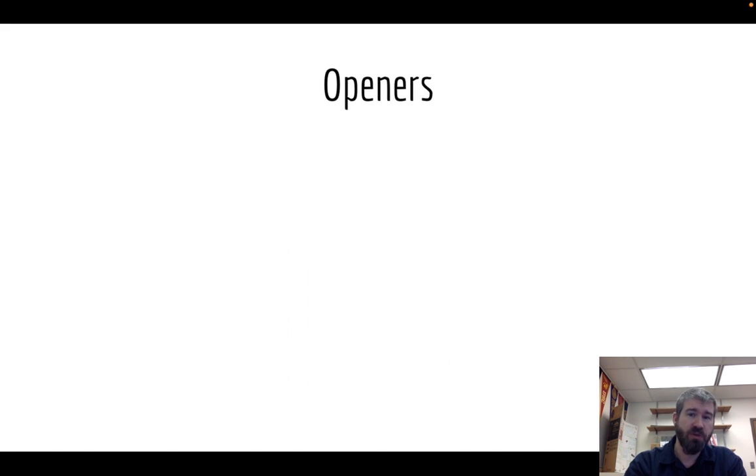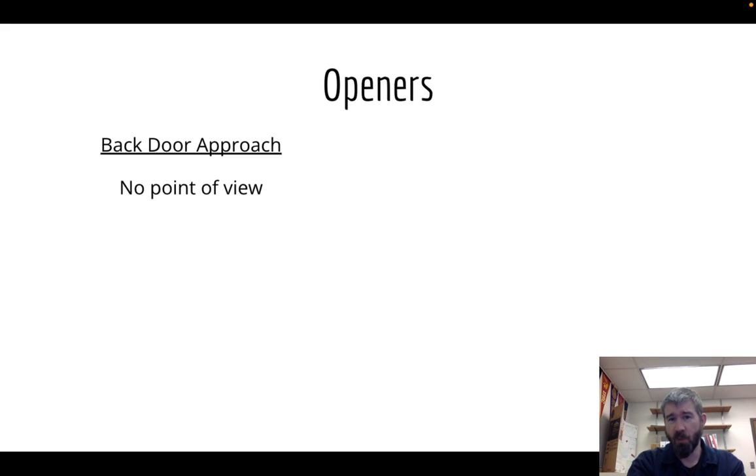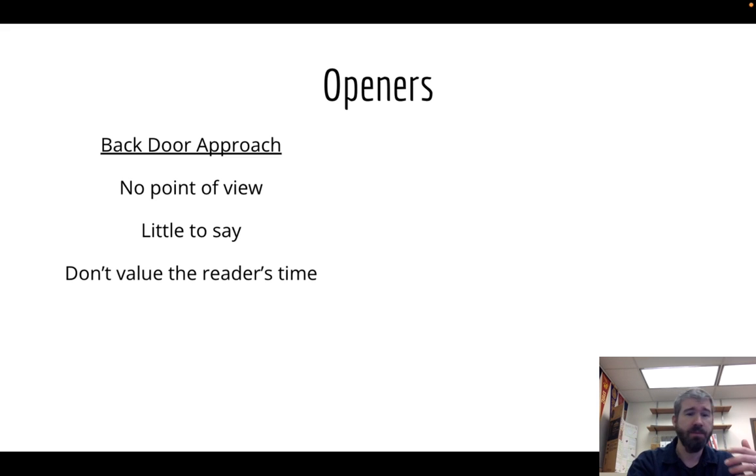So the difference between those two, the backdoor approach, which is kind of what you don't want to do, something that I've for a long time called a throat clearing opener, where you're just kind of getting ideas out there. Number one, it has no point of view, so there's no clear point of view for a reader to hold on to. The author doesn't seem to have a whole lot to say, and they're not really valuing the reader's time, and there's a sort of a lack of audience awareness. So again, the easiest thing for a reader to do is to stop reading. So we don't want to give the reader any sort of excuse to stop reading.